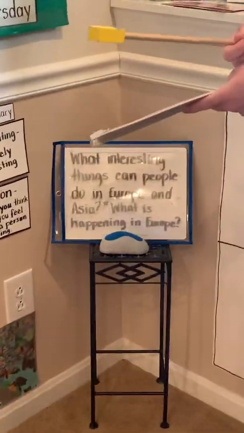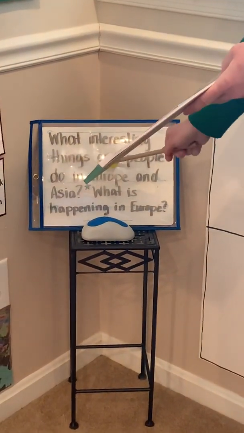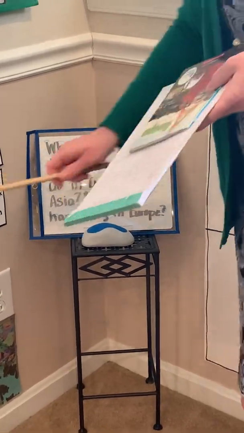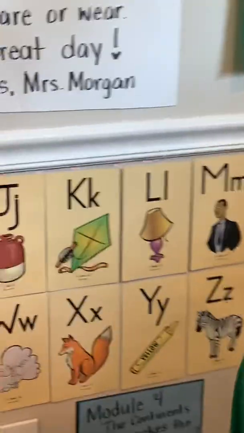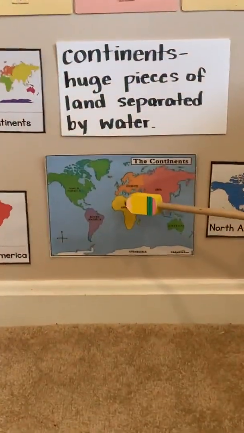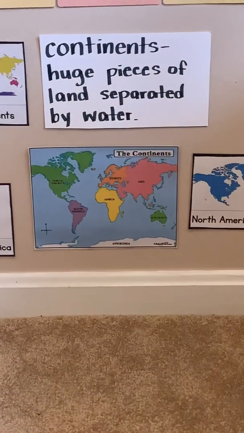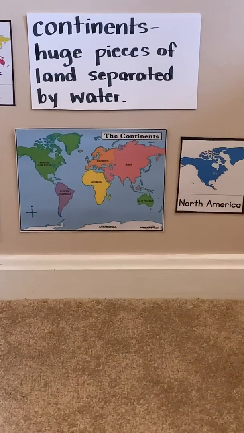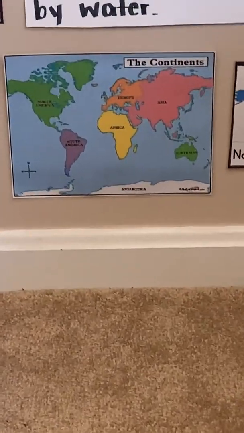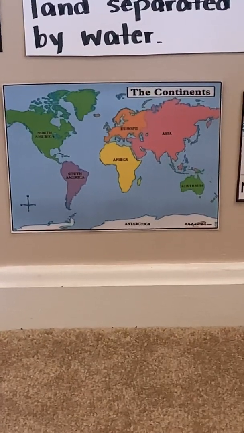Our focusing question is, what interesting things can people do in Europe and Asia? We're going to go down here to our map of the continents, our map of the world, and I want you to look specifically at Europe and Asia. And if I'm looking at them, I'm thinking about what makes Europe and Asia different than some of the other continents. So you can take a look there, see if you notice what I'm wondering.